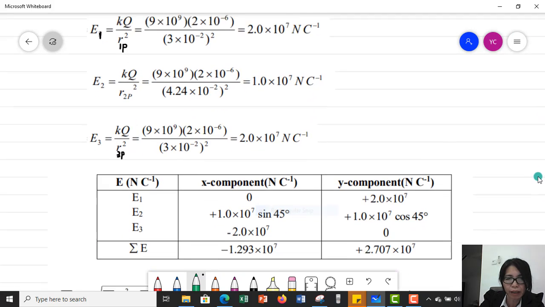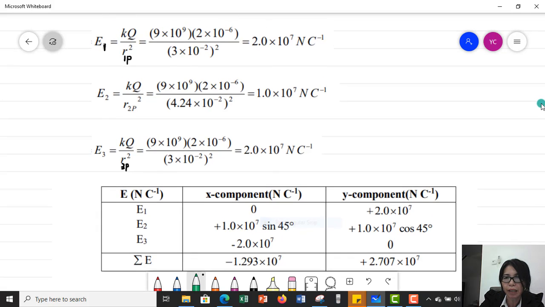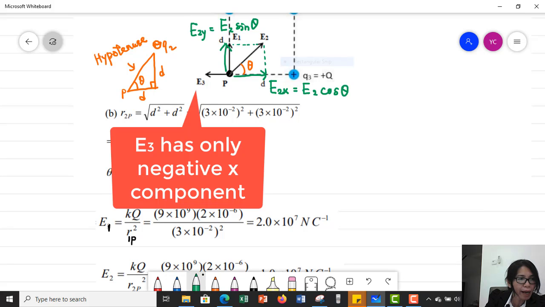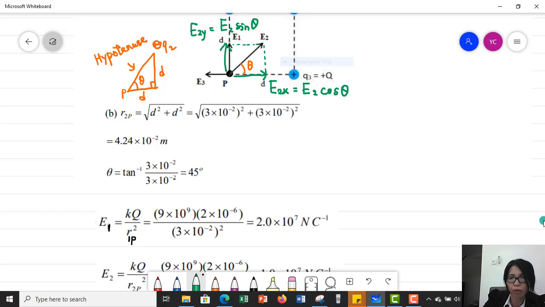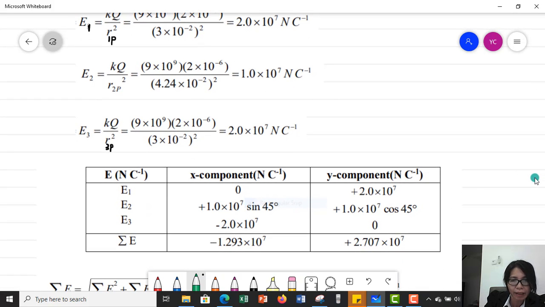So, put in the value. E2 will be 1 to the power of 7 sine 45 and 1 to the power of 7 cos 45 for the Y component. E3, if you look at vector E3, we only have a negative X component. Negative 2 to the power of 7. Component Y is 0. Okay.